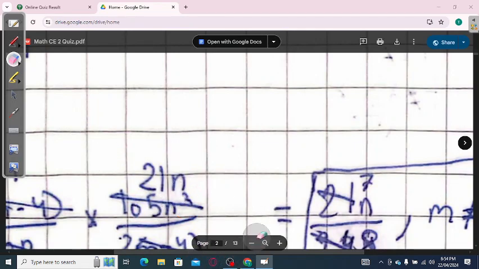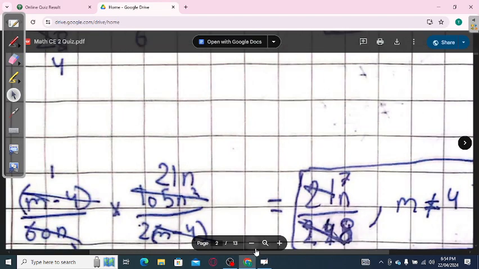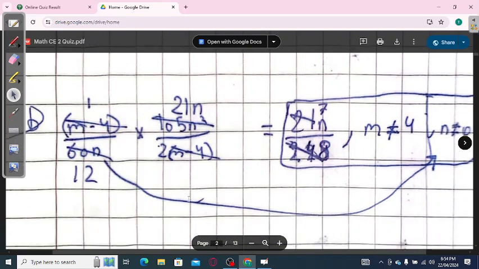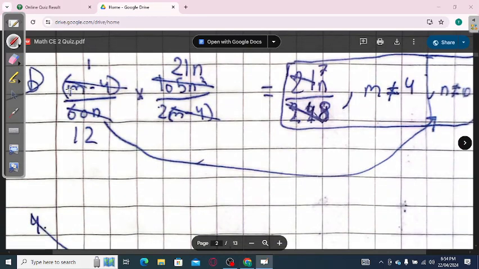So this would be, there is just 1 multiplied by 21n over 12 times 2. Just don't think because you cancel this and this that 2 is gone. No, because this is also 12 times 2. So this would be 21n over 24.